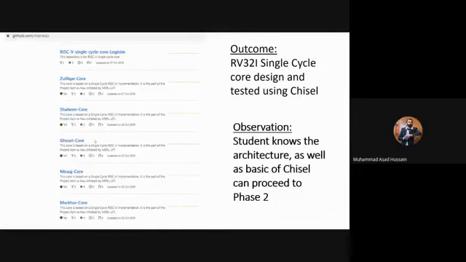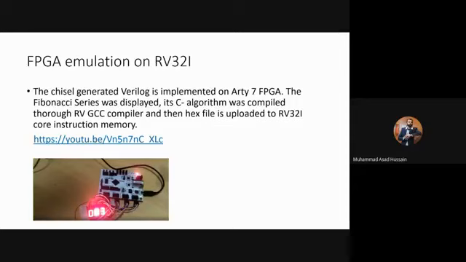And after this, students know the architecture as well as the basics of Chisel and can proceed to phase 2. Here is the FPGA emulation on RV32I. The Chisel generated Verilog is implemented on a less than $100 board, RT7 FPGA. The Fibonacci series was displayed. Basically, Zishan, one of our interns, wrote the C program of the Fibonacci series and ported the core that we have designed on Chisel, generated its Verilog, and then ported it onto the FPGA.